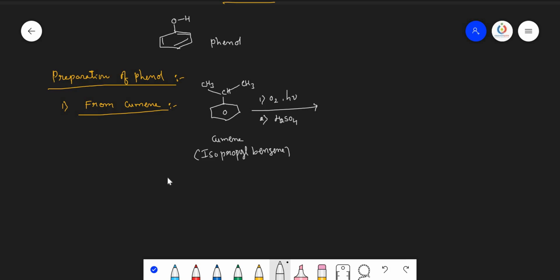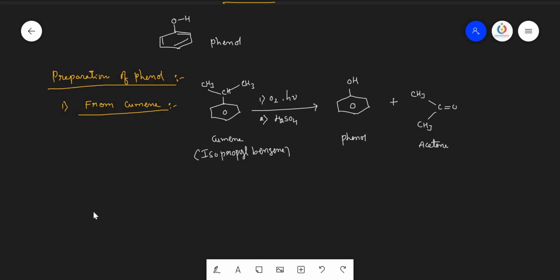See, from here onwards we don't discuss the much mechanisms, as the mechanisms are not important to you. Because if you concentrate more on the mechanism, that shall not be useful for you. We get the phenol plus acetone. Whatever the mechanisms are important, that we have discussed in the reaction mechanism, that you please follow. Phenol, and this particular part will be oxidized to the acetone. So in this way we can prepare the phenol.